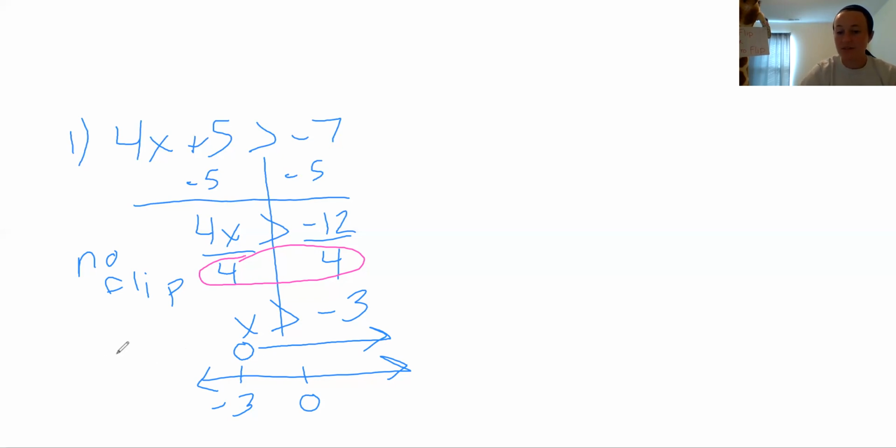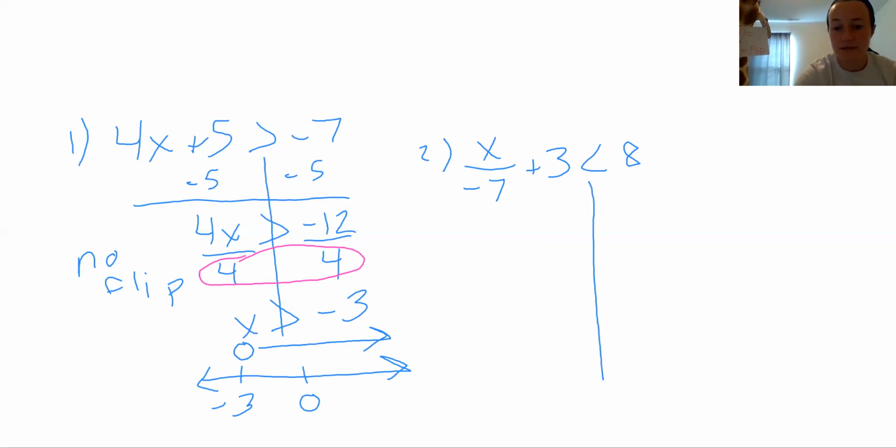If you are not done with this example, pause this video and then pick it up again once you are ready. Second example, for those of you that are ready. X divided by -7 plus 3 is less than 8. Solve it like an equation. Draw my line to stay organized. Move my constant over.